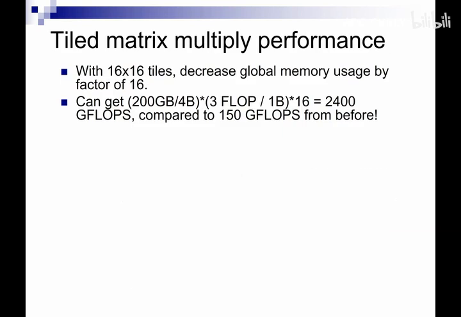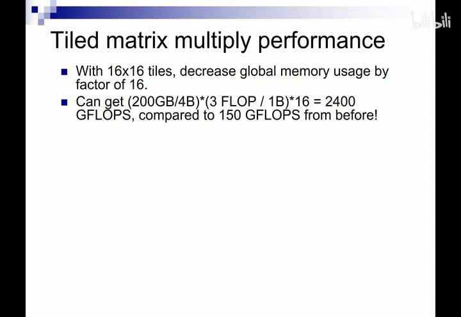So let's look at how much improvement in performance we can get. We said that if we use m by m tiles, we reduce the number of memory accesses by a factor of m. Consider using 16 by 16 tiles, then we reduce global memory usage by a factor of 16. Previously we could read 50 billion numbers from global memory, and we do 3 flops per byte that we read. But now, since we can effectively increase our bandwidth by a factor of 16, we can end up doing 2,400 gigaflops.